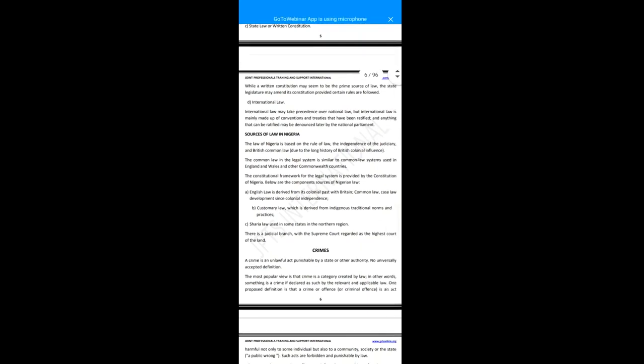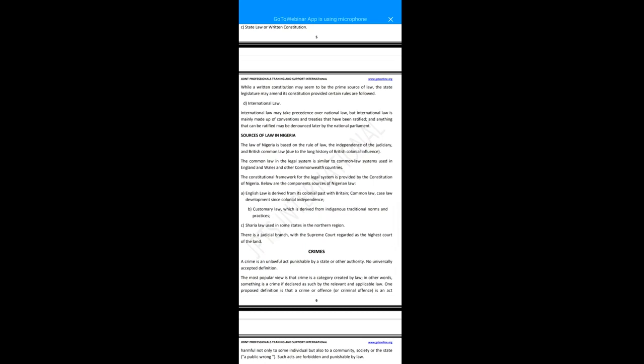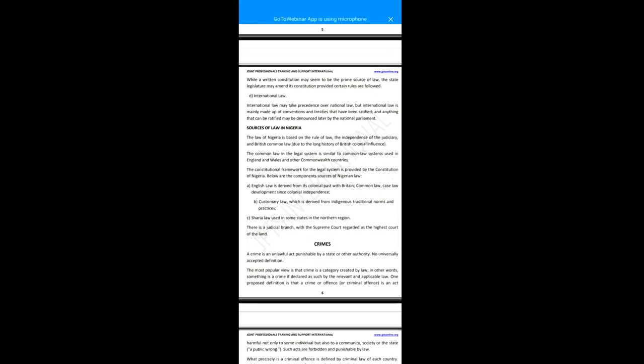Sources of law in Nigeria. The law of Nigeria is based on the rule of law, the independence of the judiciary, and British common law, due to the long history of British colonial influence. Now, the common law in the legal system is similar to the common law system used in England and other Commonwealth countries. The constitutional framework for the legal system is provided by the Constitution of Nigeria. Below are the component sources of Nigerian law.